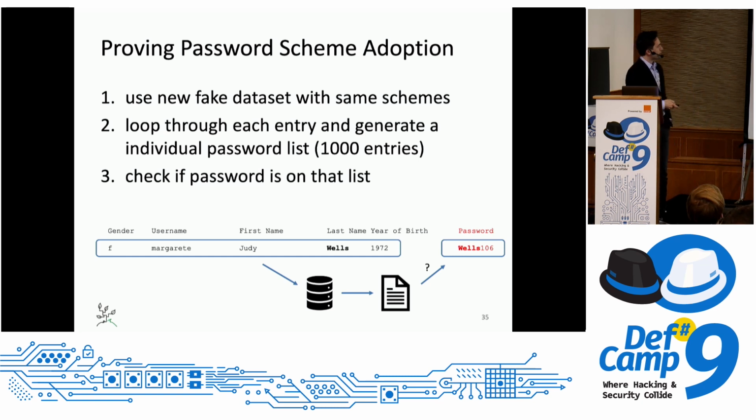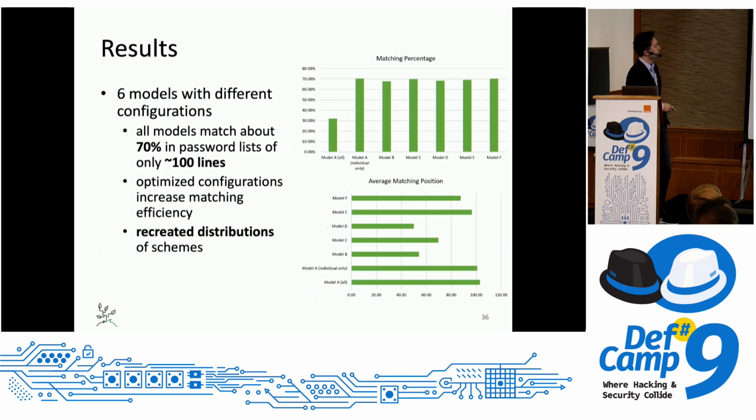And then I just checked if I fed this personal information to the model, generated a password list, and checked if the password was on that list. And these are the results. So never mind this one, that's actually just a reference set, but these are different models that I've trained with different configurations, and all of them were able to match around 70% of the passwords, where the rest of the 30% were the random passwords, which would be approximated.